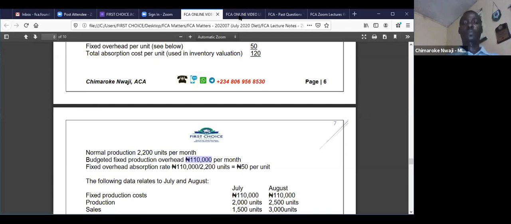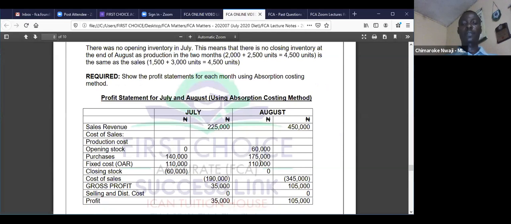So that's it here. Let's continue our calculation. 60,000 plus 175 plus 110,000 minus 0 will give you 345 here. And we know that's your cost of sales. So when we less it from 450 minus 345, what we have is 105, which is the gross profit, and which is also the net profit.